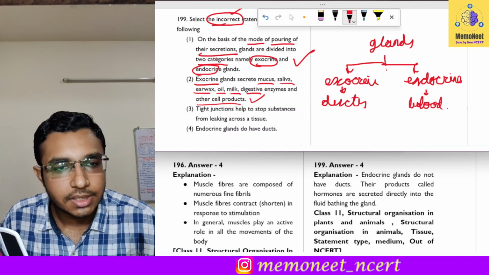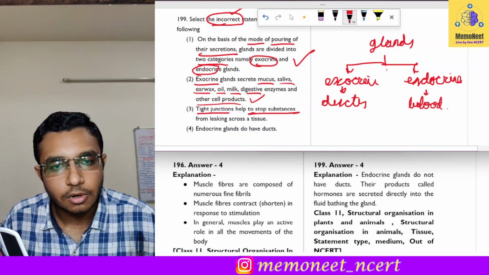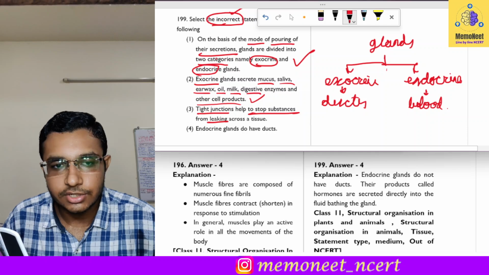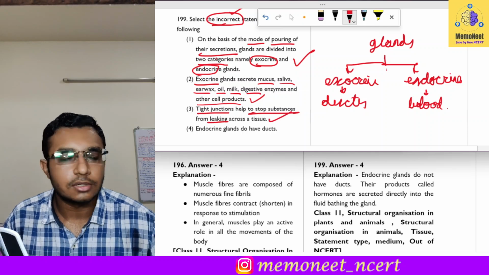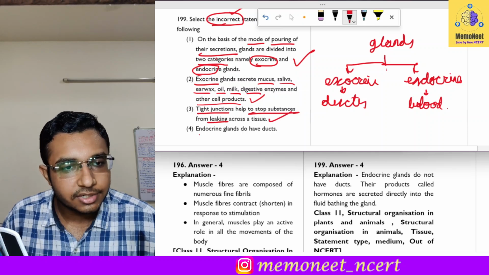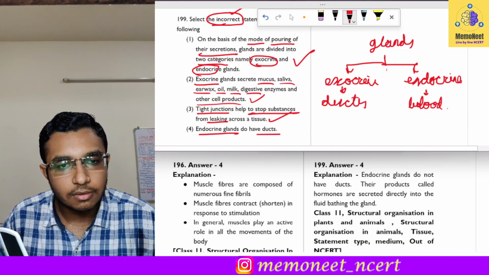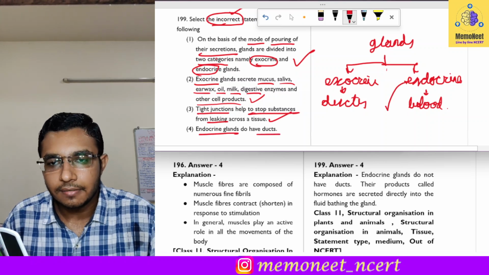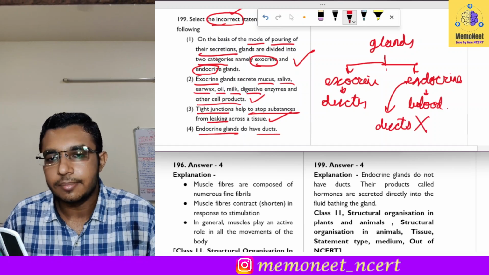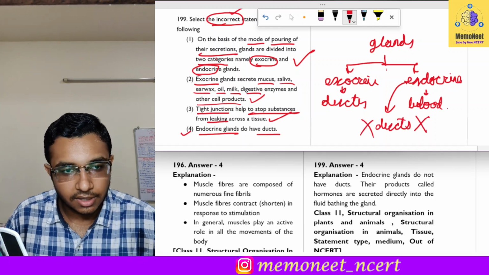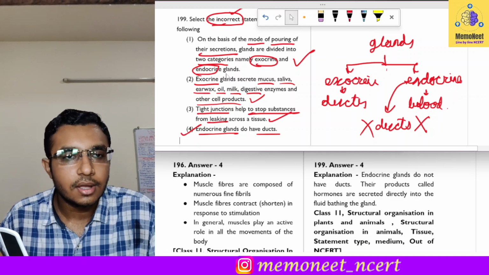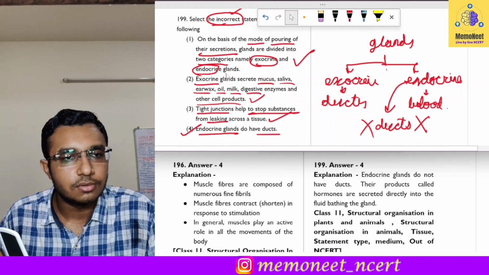The third statement is, tight junctions help to stop substances from leaking across a tissue. So that is also correct, that is the function of tight junction. The fourth statement is, endocrine glands do have ducts. So do endocrine glands have ducts? In endocrine glands the ducts are absent. Ducts are not present in endocrine glands, therefore it is incorrect. So the correct answer of this question is option 4.